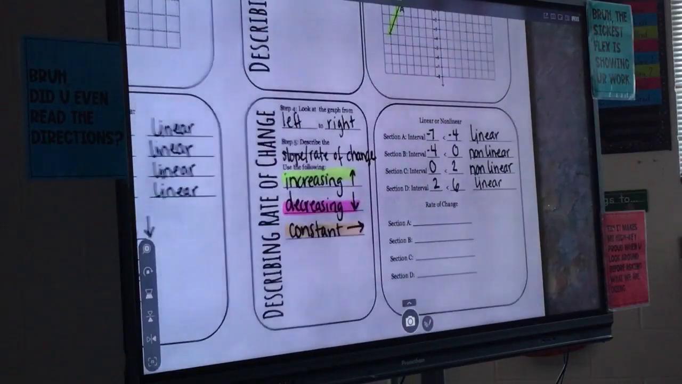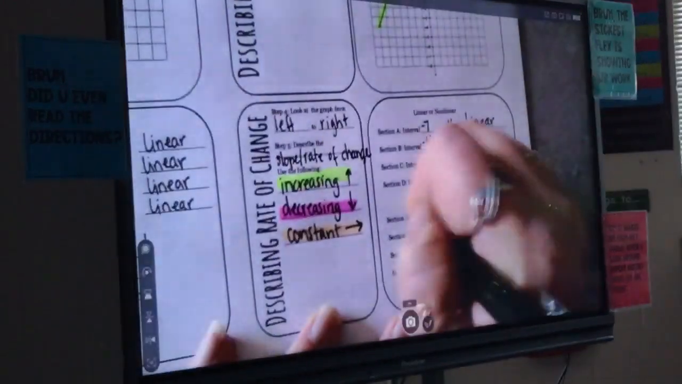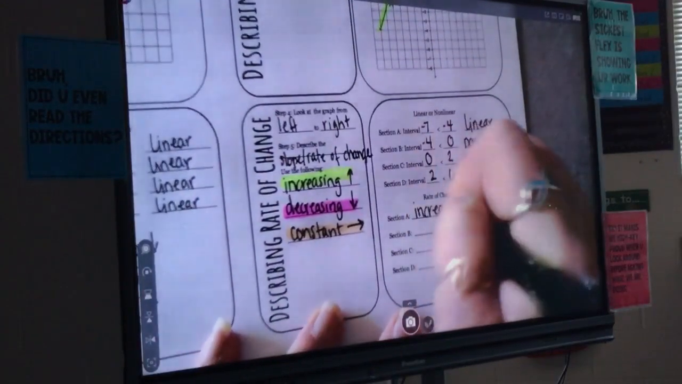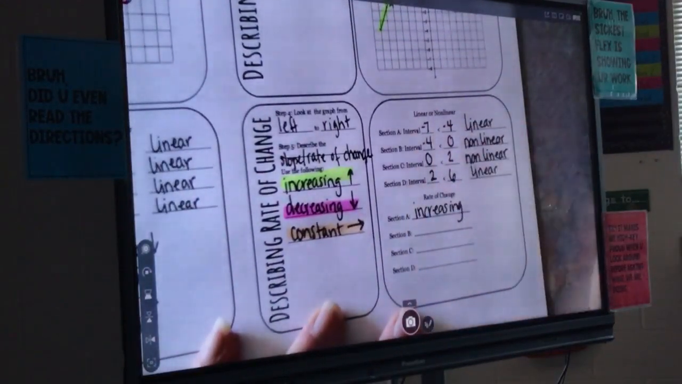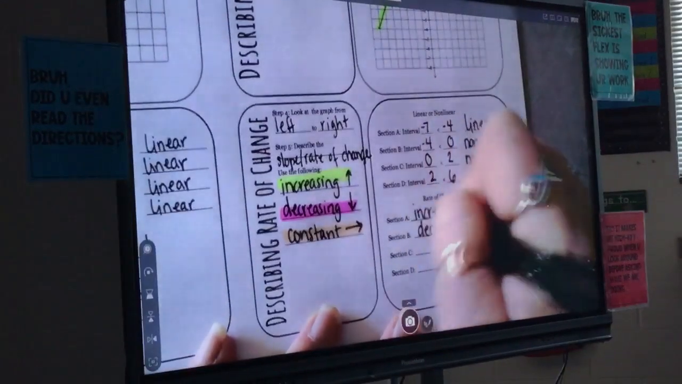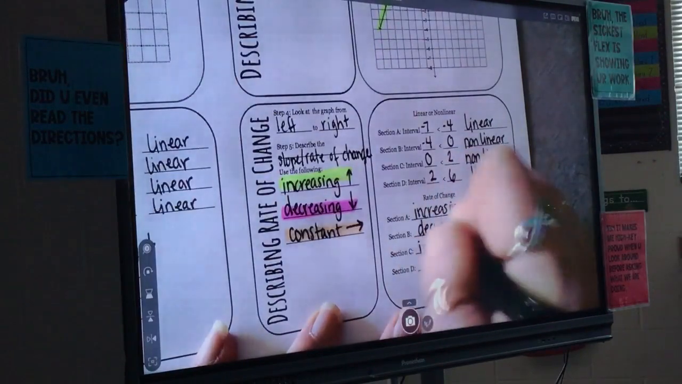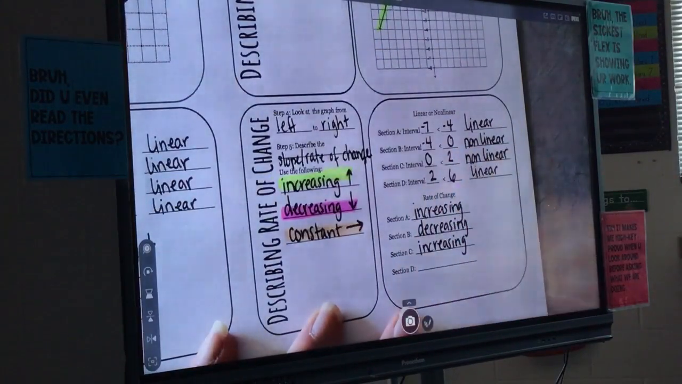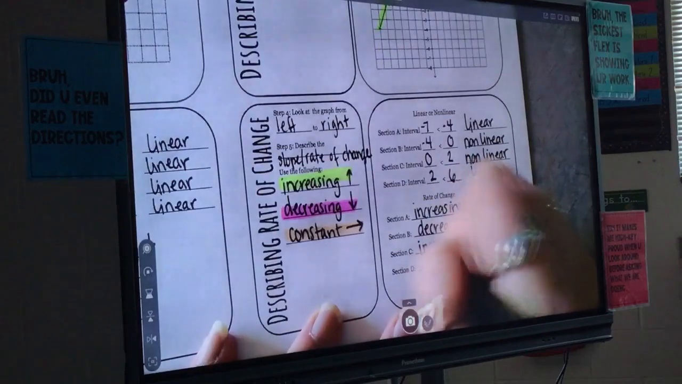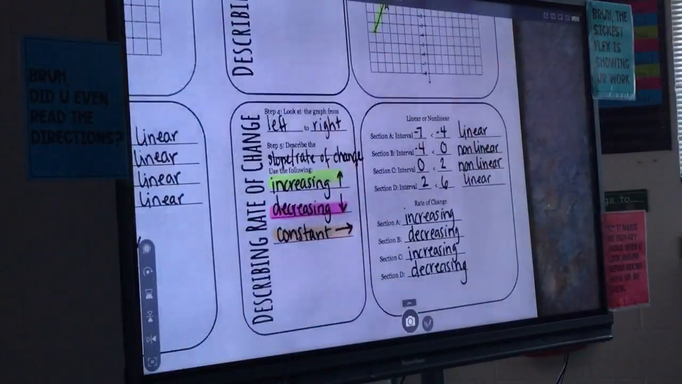All right, and then the bottom, section A, B, C, D. So A, is it increasing or decreasing? Increasing. B, decreasing. C, and D. All right, seems pretty easy, right? Flip it over.